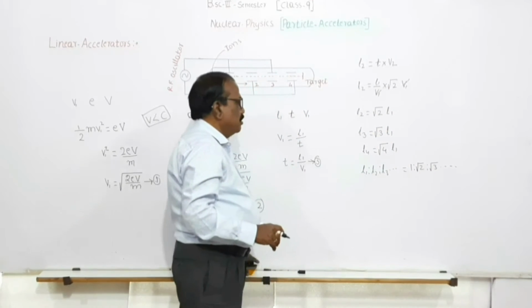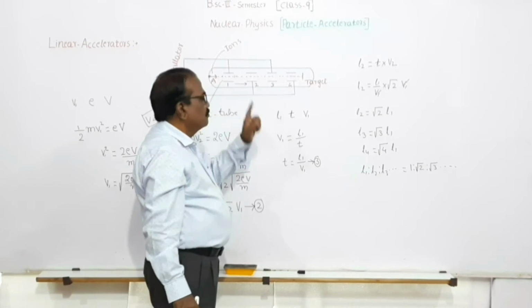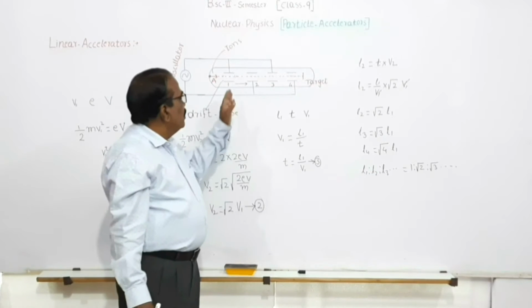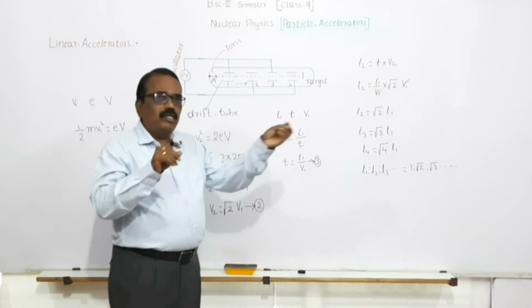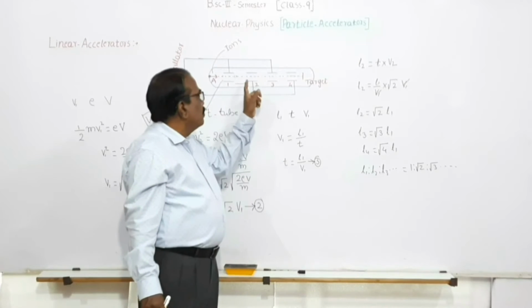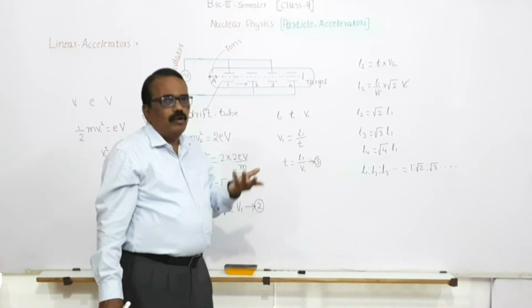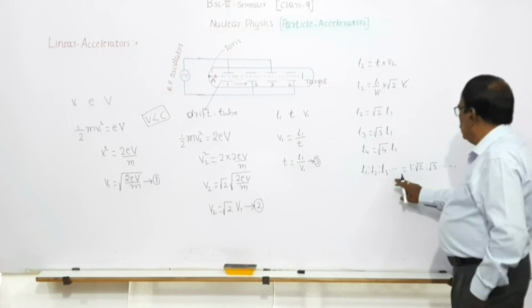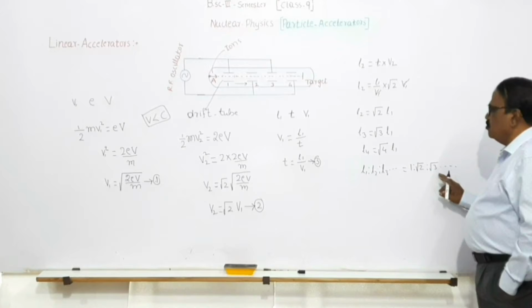So the lengths are not the same, they are of different lengths, because at each stage the particle is accelerated, but it takes the same time to travel inside the tube with the same velocity. Therefore, we have shown that the ratio of the lengths of the tubes is 1:√2:√3.